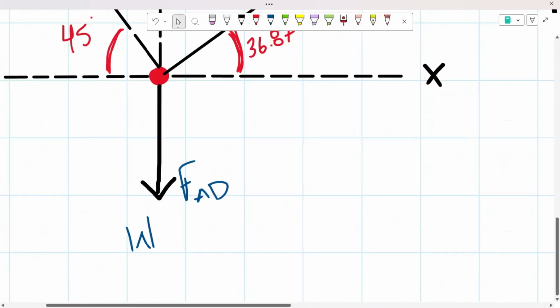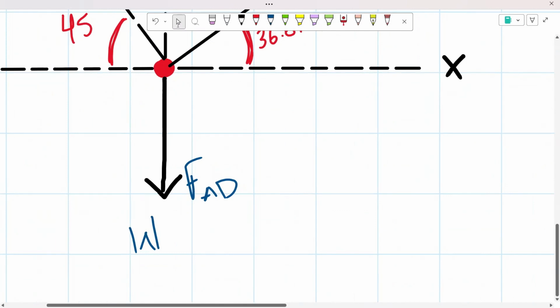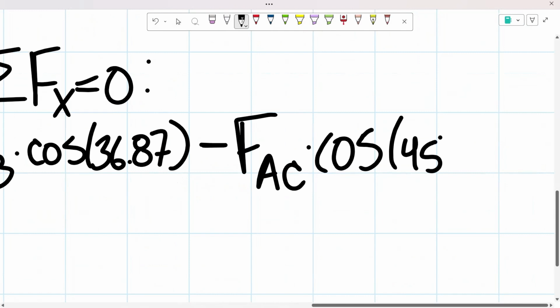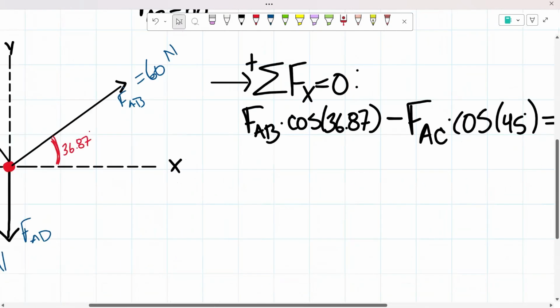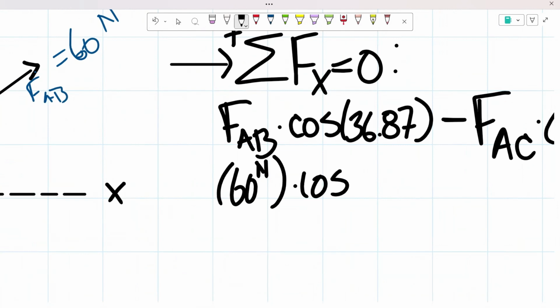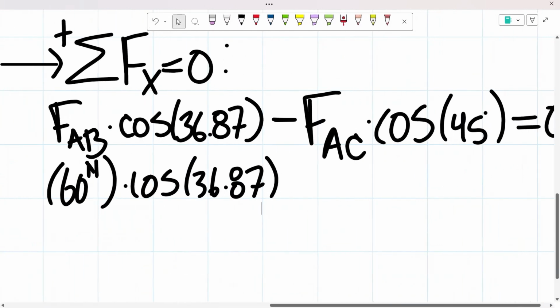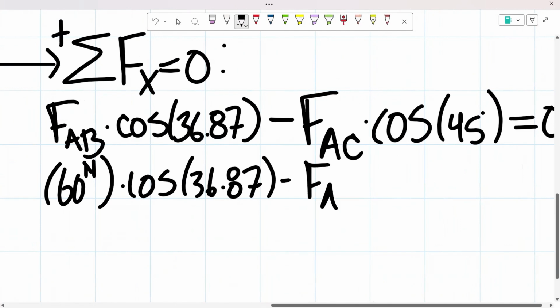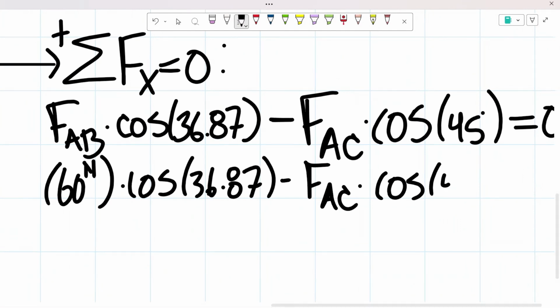And then if we were to look at our force of AD, there is no horizontal component to that since it is completely vertical. So we don't have to do anything to that. So we just have to equal that to 0 now. So if we were to plug in for the force of AB, since we found that earlier, we have 60 newtons times cosine of the 36.87 minus the force of AC times the cosine of the 45 degrees has to equal 0.